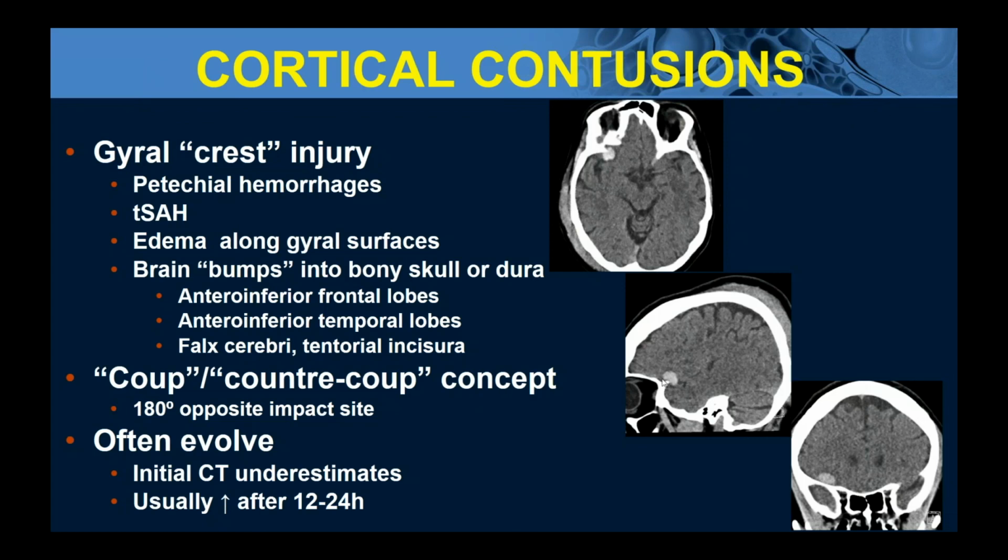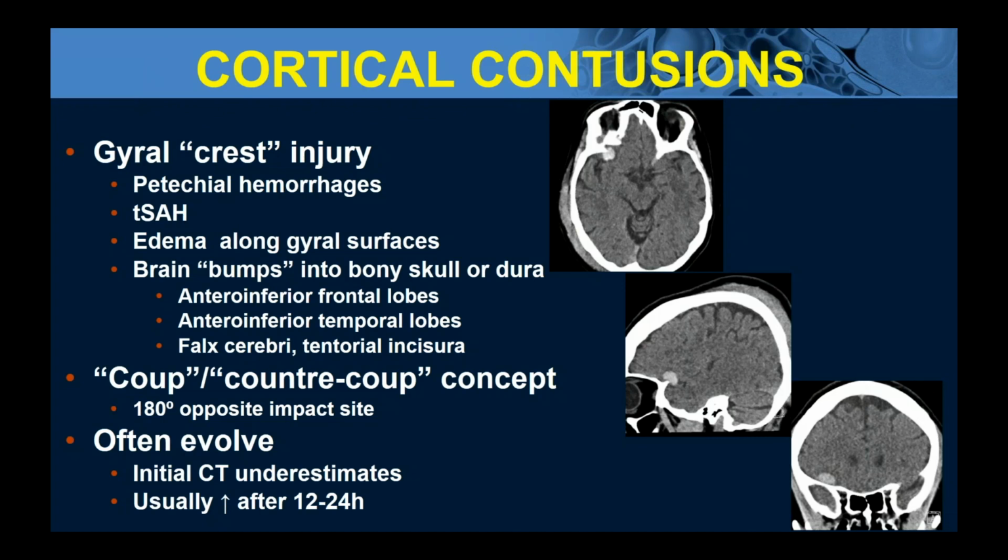That's in the axial. Here you see it on the sagittal reformatted scan. See that little piece of bone sticking in there? There's the brain bruise. And here we see on the coronal, we can see the anterior frontal lobes, brain bruise right where the bone is. So the brain literally is bumped into the bony skull or the dura, and these are what cortical contusions look like.